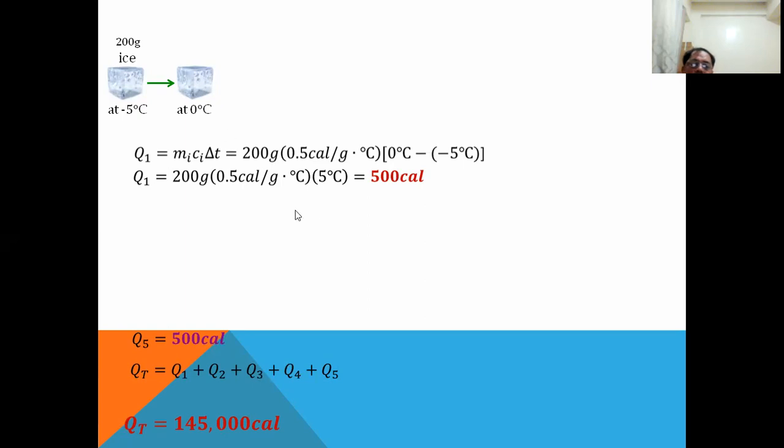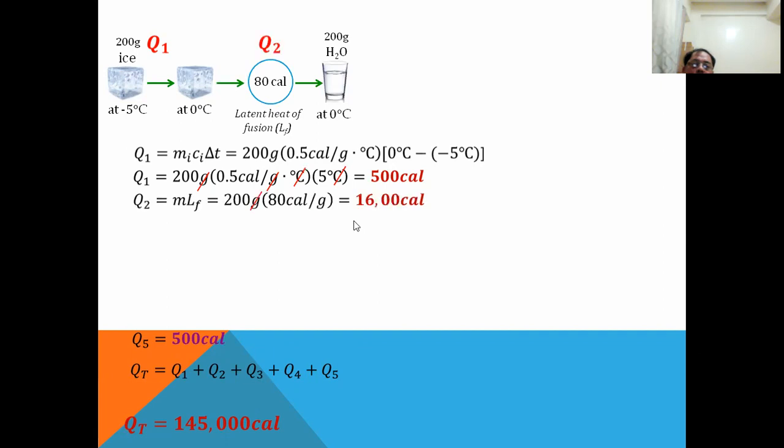Now to melt that ice, you need the latent heat of fusion. So what you need now is Q sub 2. Q sub 2 is determined by calculating the mass of 200 times the 80 calories for every gram that you change from solid ice into liquid water. So 200 grams times 80 gives us 16,000. There must be three zeros there. 16,000 calories. So we use the latent heat of fusion times mass, and again, the latent heat of fusion is 80.